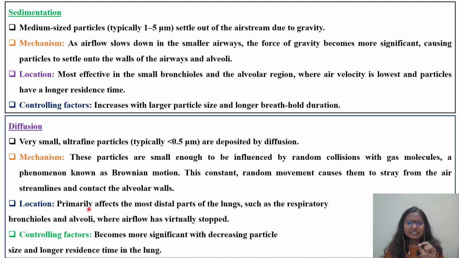Location: this diffusion primarily affects the most distal parts of the lung, such as the respiratory bronchioles and alveoli, where airflow is virtually stopped. Whereas in the case of sedimentation, airflow is slow, but here airflow is almost stopped. Controlling factors: it becomes more significant with decreasing particle size. As the particle size decreases, it moves more towards diffusion. The type of mechanism is diffusion, and there is a larger residence time in the lung. They try to remain in these regions of the lung for a longer period.